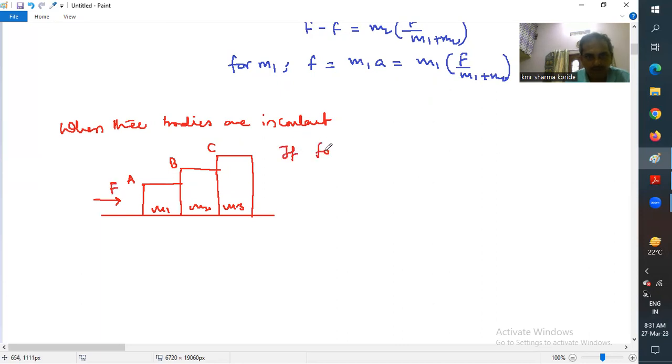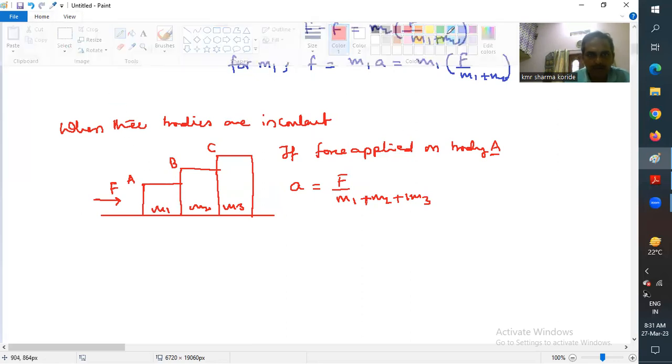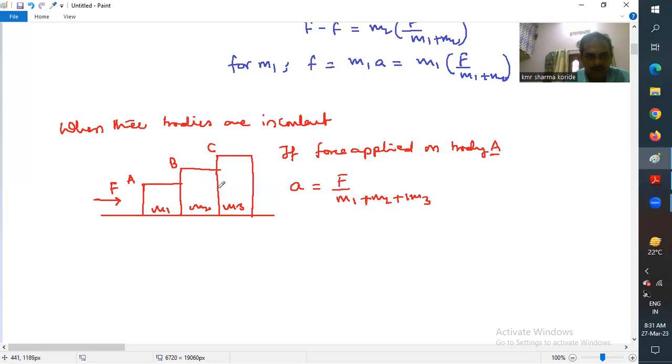You can mention that if a force is applied on body or block A, then first you write down the common acceleration, because together they move: F by m1 plus m2 plus m3. Then let us list out the contact forces between the blocks. Here you call this f2. m3 moves only because of f2, but f2 opposes the motion of m2. Whereas there is another contact here.